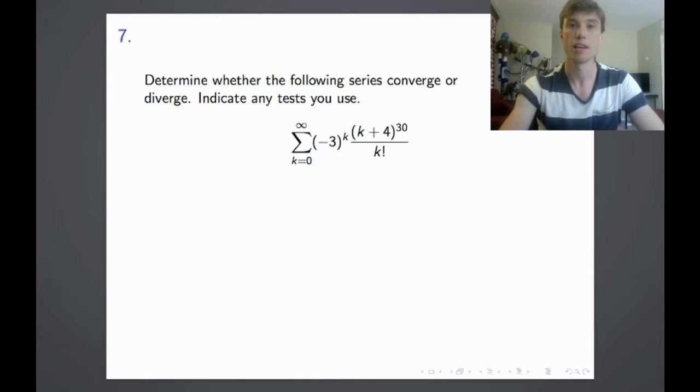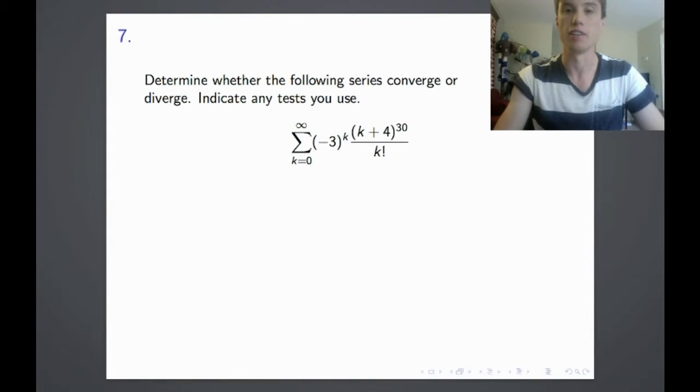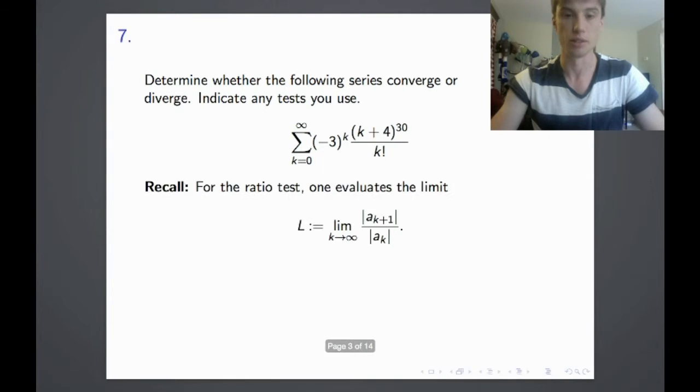Today we will be looking at problem 7 of the 9.5 handout. We will consider the series, the sum from k equals 0 to infinity of (-3)^k times (k+4)^30 divided by k factorial. We will then determine whether the series converges or diverges and indicate any test we use.